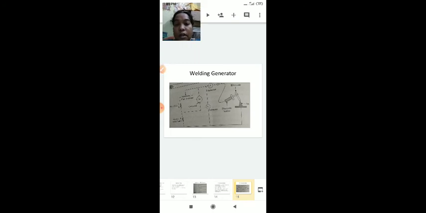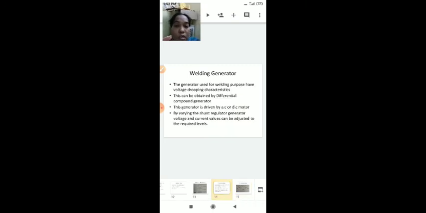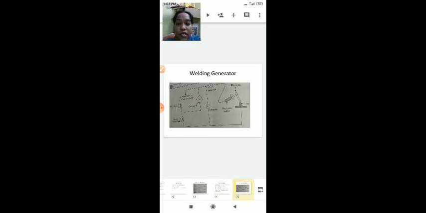This is a welding generator. Here we are using a differential compound generator. It has voltage dropping characteristics. By varying the shunt regulator, the generator voltage and current values can be adjusted to the required levels. This is the shunt regulator. By moving this, we adjust it. Here this is a differential compound. Two fields are there: one is a shunt field and another is a series field. See, this is the shunt field and series field. Both are opposite to each other. That's why voltage dropping characteristics take place.